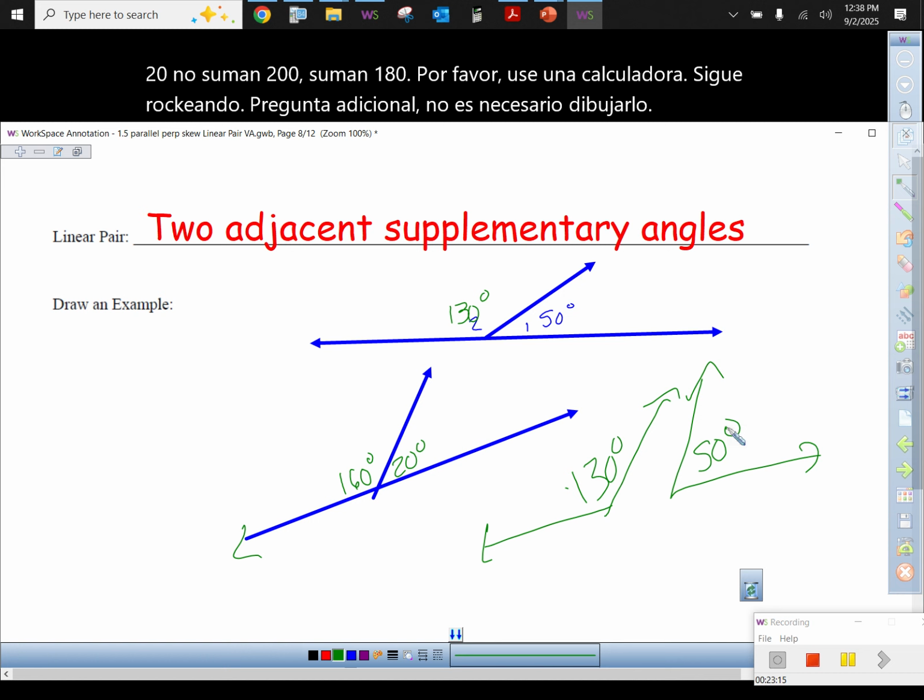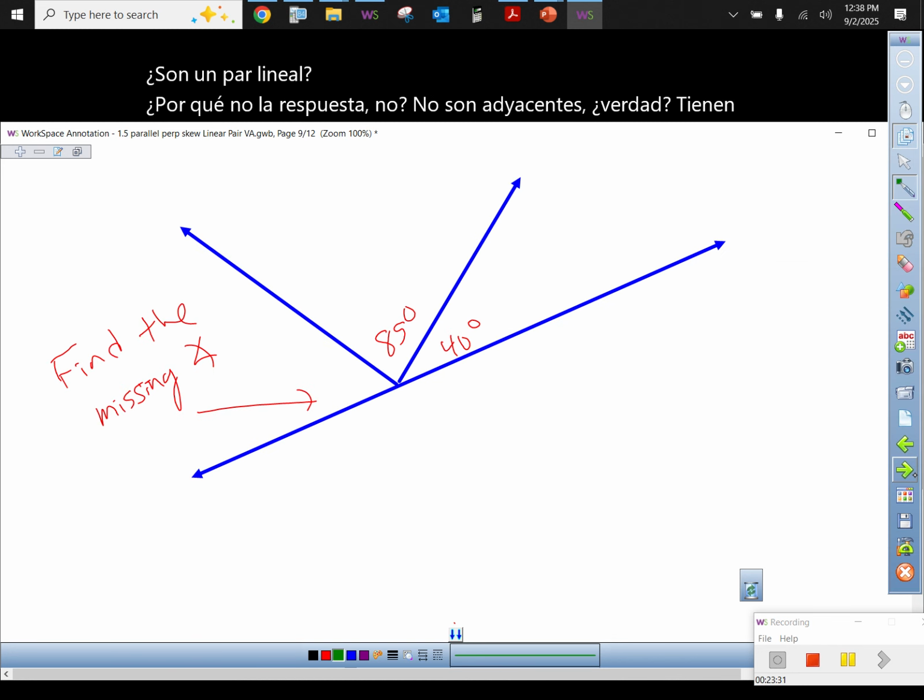Do they add to 180? Are they a linear pair? Why not? The answer is no. They're not adjacent, right? They have to touch each other in that case. Next question. Don't draw it. This is a homework question. Are those a linear pair? Discuss with your neighbor. Are those a linear pair?